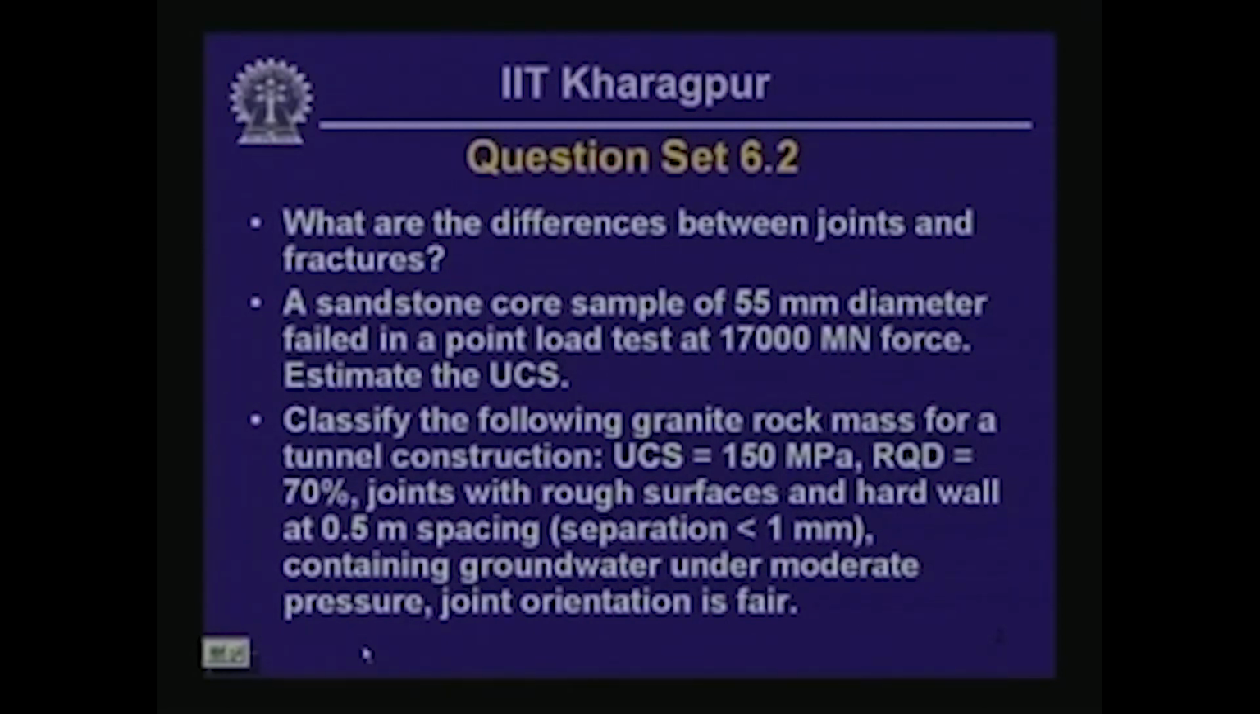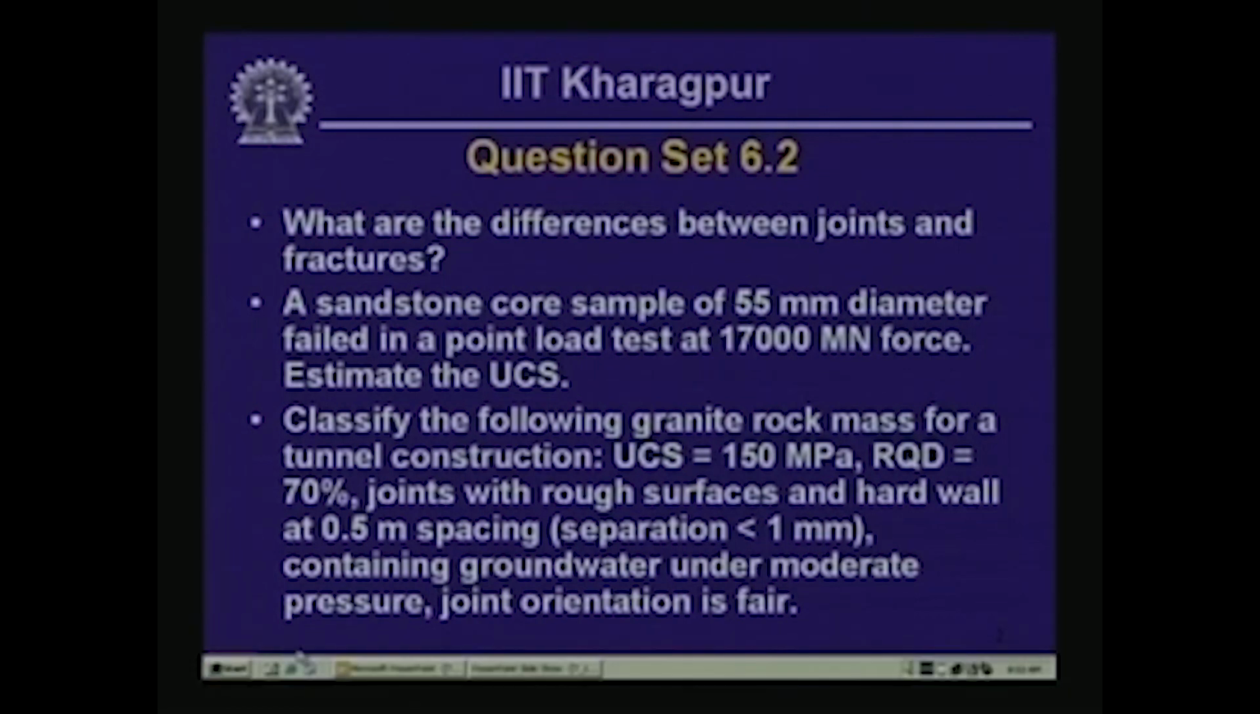The third problem was classify the following granite rock mass for a tunnel construction. The UCS for an intact specimen of this type of rock was 150 MPa, RQD was 70%, joints were with rough surfaces and hard wall. The spacing of joints was 0.5 meter, and joint separation was less than 1 millimeter. The rock mass had groundwater in it under moderate pressure, and joint orientation was fair with respect to the tunnel alignment. Okay, so our problem then is to find out the RMR.